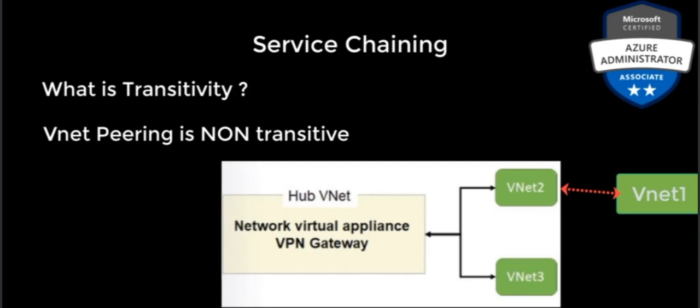However, you can leverage other mechanisms like user-defined routes and service chaining to implement custom routing that will provide transitivity. So if you would like to implement a hub and spoke architecture or overcome the limit on the number of VNet peerings per virtual network, then service chaining is the way to go.